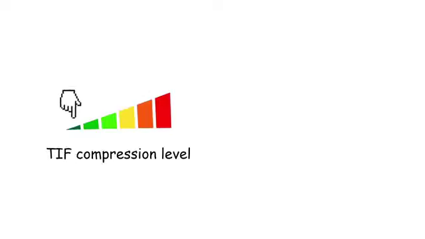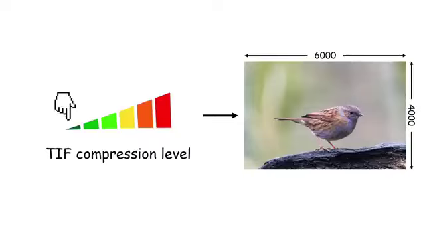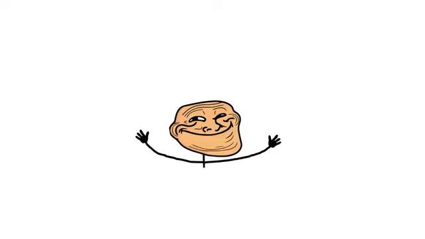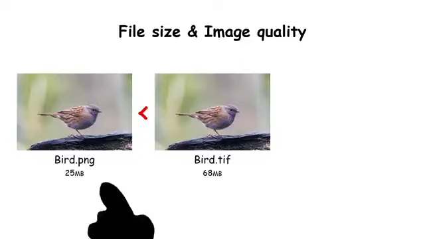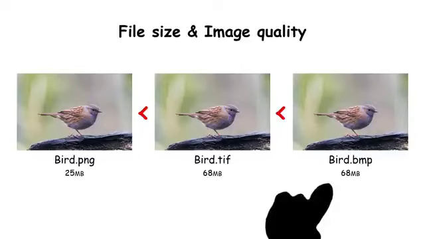TIF or TIFF, which sometimes has 2 Fs, is a popular format for design and printing. The compression in this format is very low and almost close to zero, which is why the original image quality is highly preserved in it, and its file size is also very high. We can say that in terms of file size and image quality, this format sits somewhere between the PNG and BMP formats, but very close to BMP.